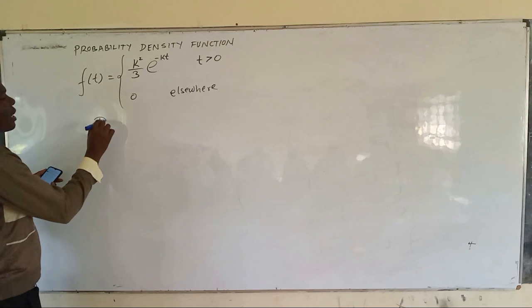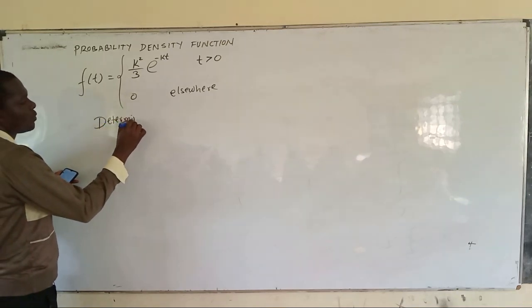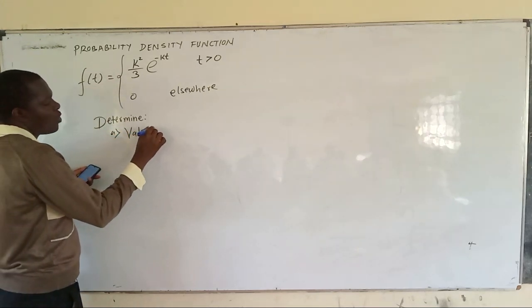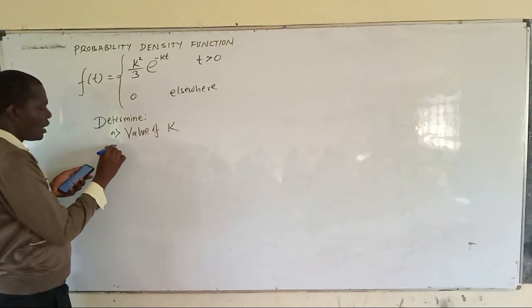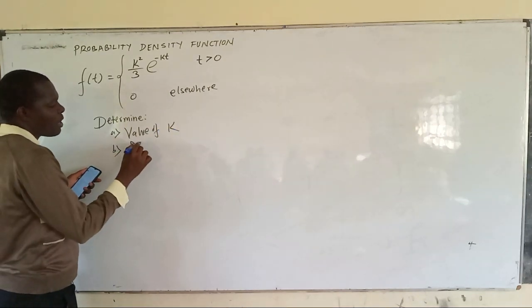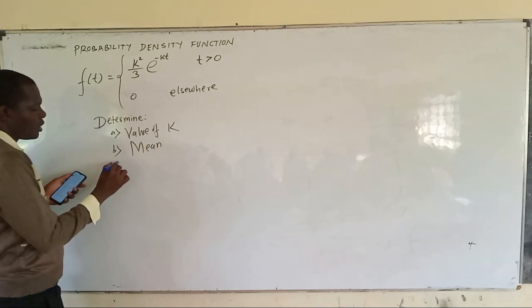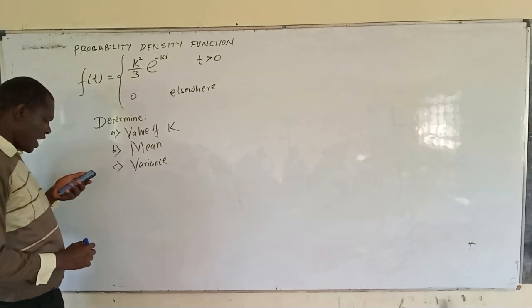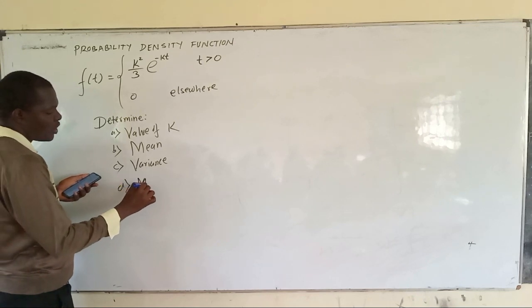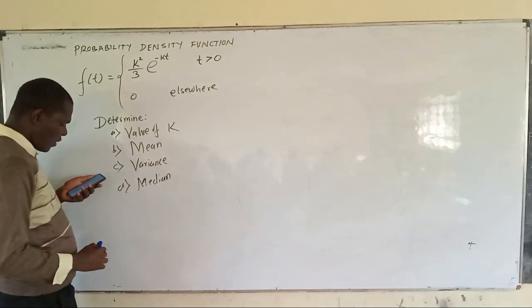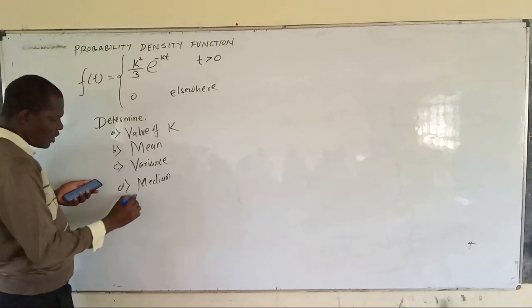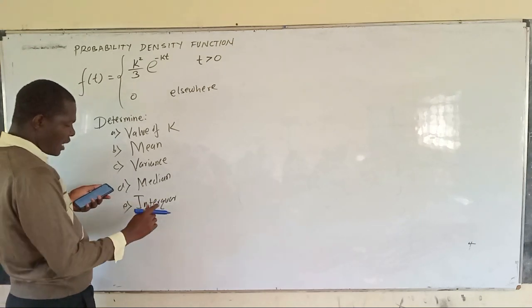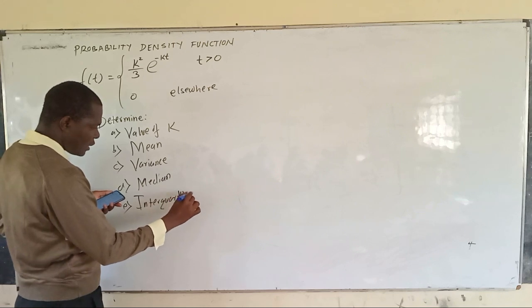Then you'll be told to determine: A, the value of k. B, the mean. C, the variance. D, the median. E, the interquartile range.